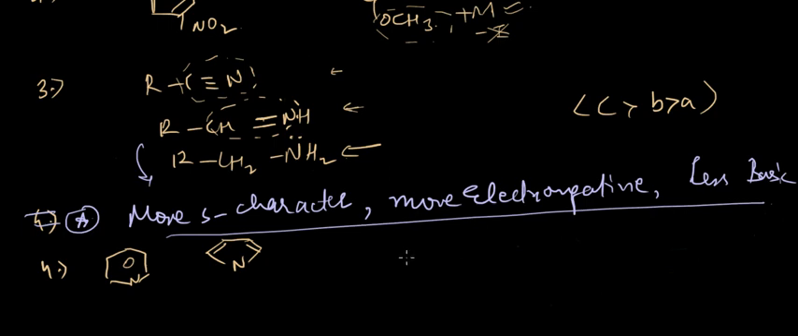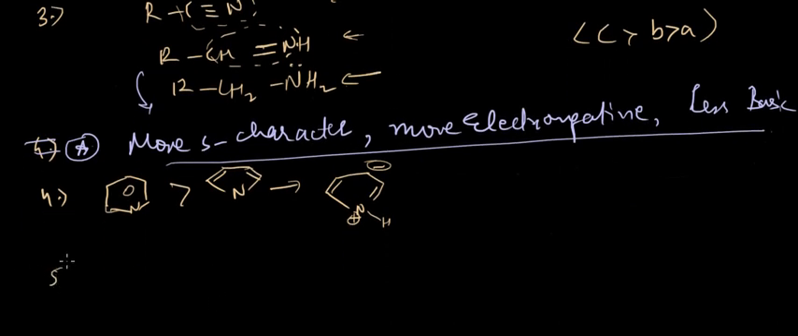For answering that, we have to consult the resonating structures of this. Both are aromatic compounds, no doubt about that. But if you look at the resonating structures in this, a positive charge comes into this because it is donating its electrons in the ring. Hence this will be less basic, and pyridine would be more basic.